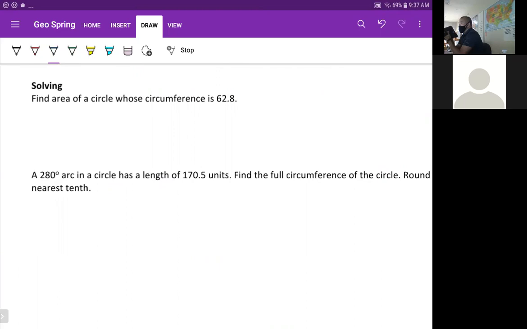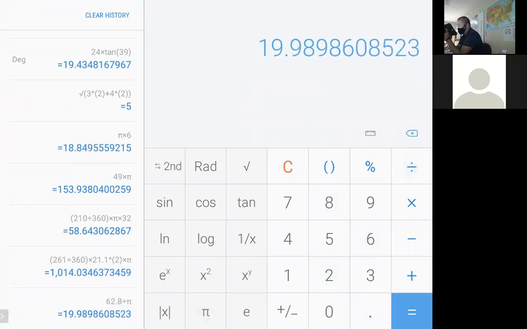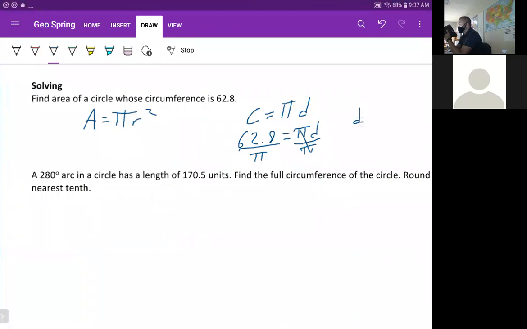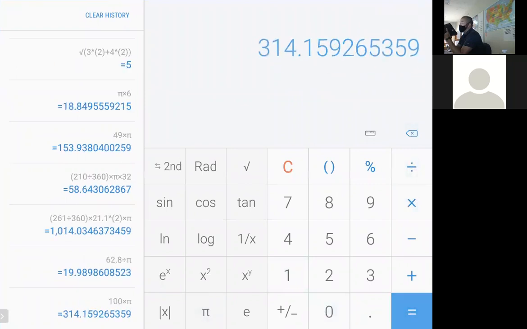Area of a circle, circumference is 62.8. So area equals pi r squared. And then circumference equals pi times d. So we know this is 62.8 equals pi d. So divide that by pi, and you'll get d. 62.8 divided by pi. So that's going to be 19.9. That's 20. So diameter is 20. That means radius is 10. So to find the area, it's A equals pi times 10 squared, which is 314.2.